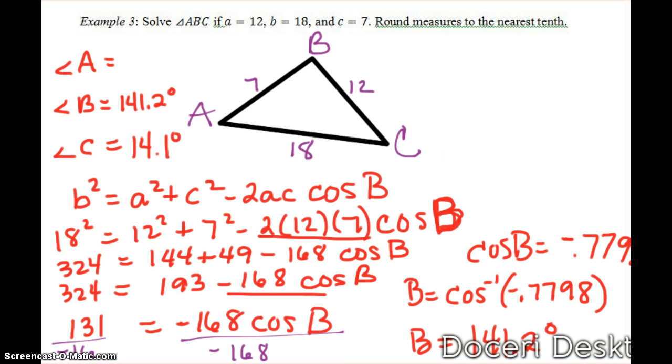Last one I do have to find is angle A. Angle A is going to be pretty easy to find because we can just use the fact that a triangle has a total of 180 degrees. So to find angle A, we're just going to take 180 minus the two angles that we have. So I would subtract 141.2, which is 38.8.